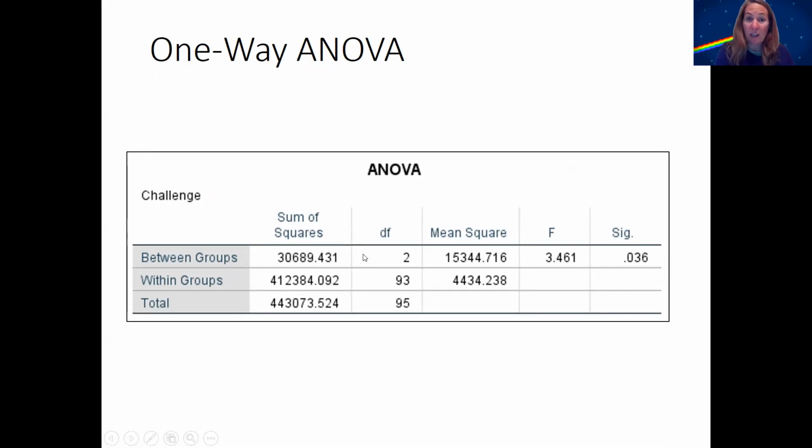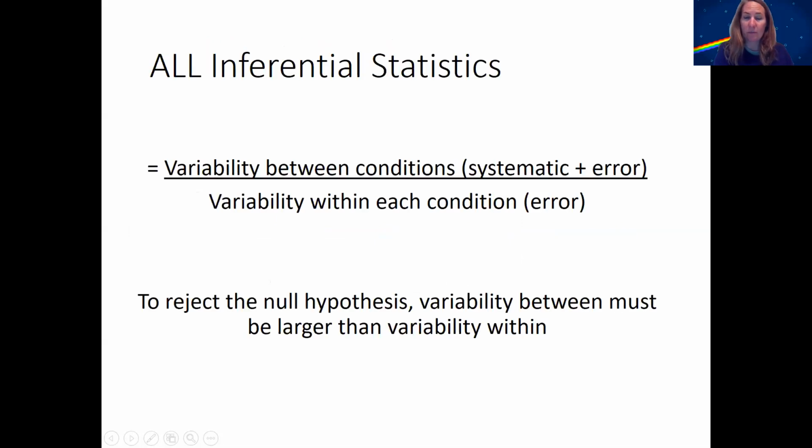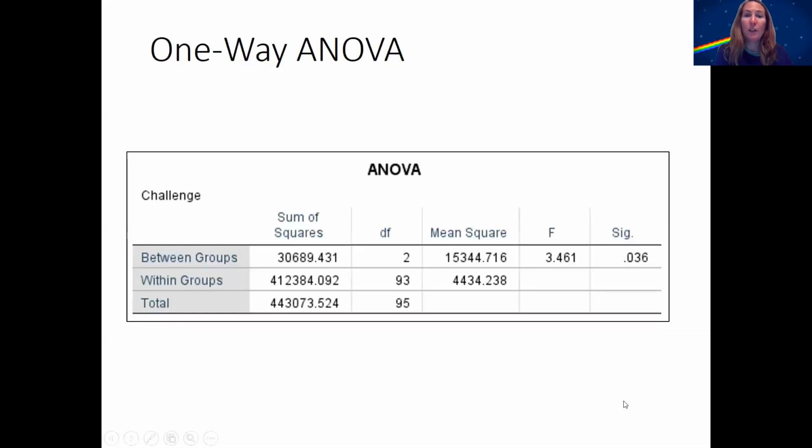If you take the sum of squares and divide it by your degrees of freedom, you get this number here, mean square. Then, if you take this sum of squares and divide it by your degrees of freedom here, which is 95, you get this number. This right here in your mean square is this equation, your between over your within. This is your numerator. This number represents all of the variability between your conditions.